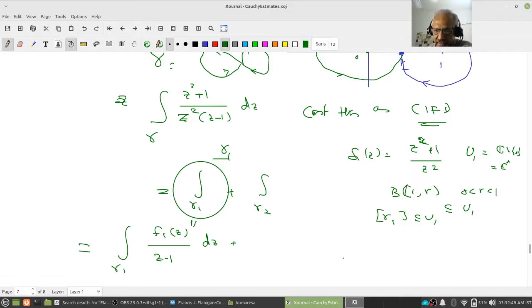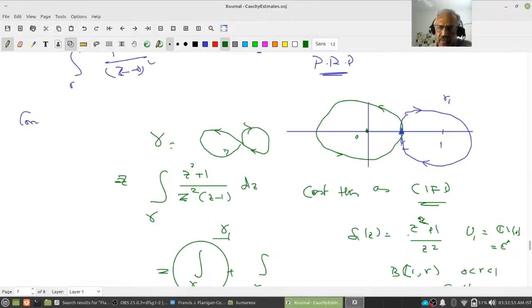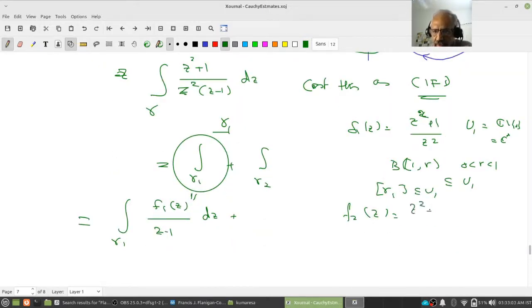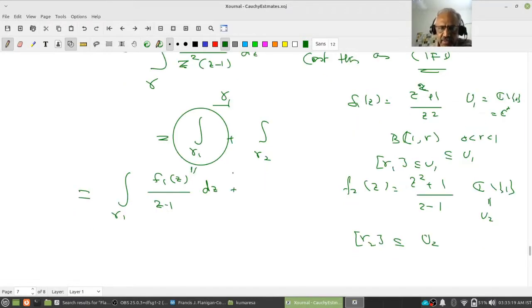Similarly, for the similar reason, let us look at f2 of z. Over gamma 2 it goes around 0, 1 is not affected, therefore I can think of f2 of z as z squared plus 1 by z minus 1, in C minus the singleton 1. This is my u2. The trace of gamma 2 is also contained in u2, as I explained. Therefore that integral is over gamma 2 of f2 of z by z squared.